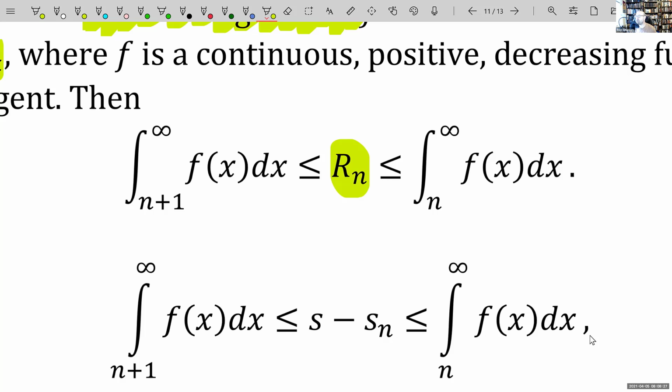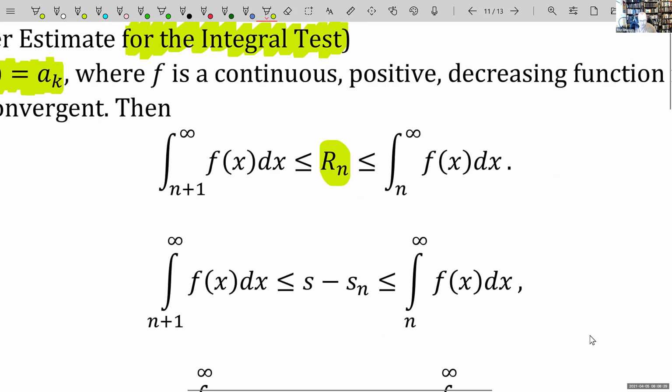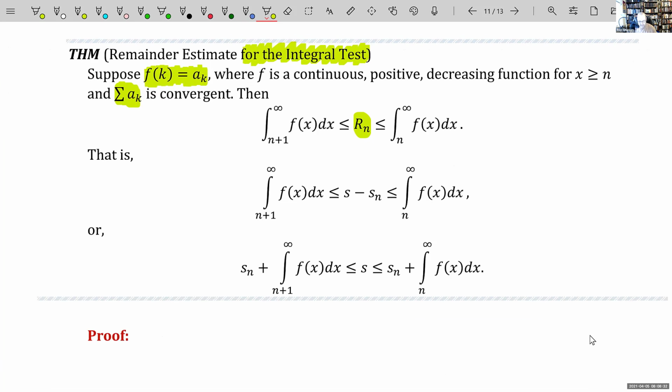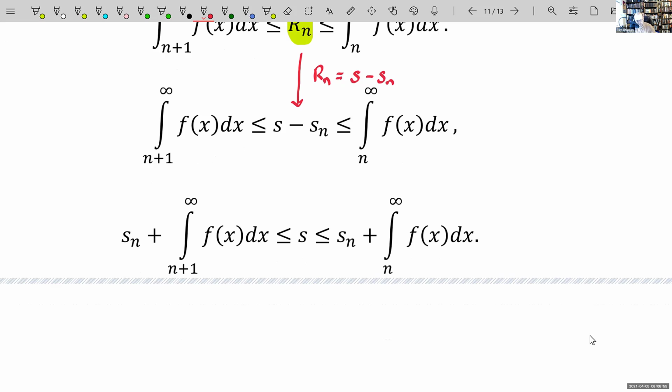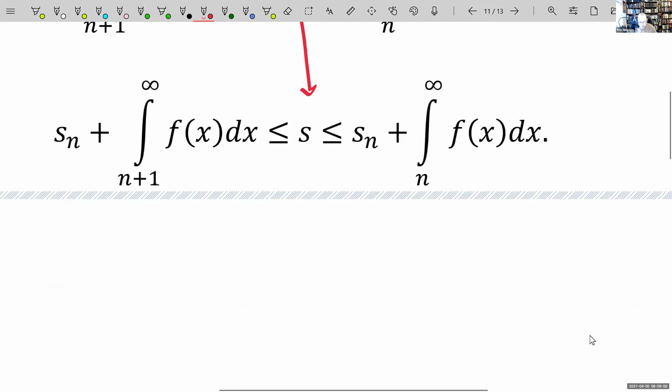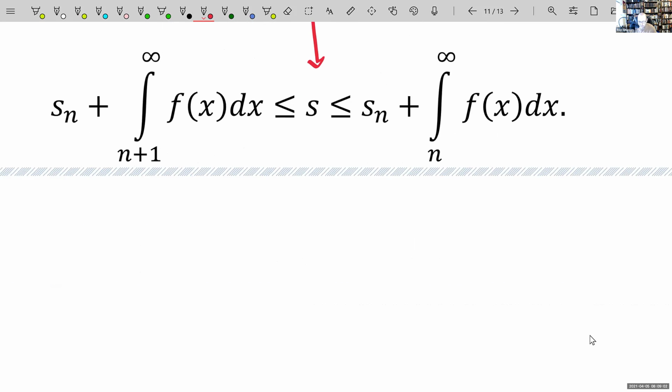Let's see why that's true very simply before I go into the rest of this. The rest of this, by the way, is just saying R sub n is the same thing as S minus S sub n. So that's all I did from there to there. R sub n is just equal to the true sum minus the sum of the first n terms. And then if you add the sum of the first n terms to both sides, you get this. And this is kind of just saying, well, I know the true sum is somewhere between these 2 values.